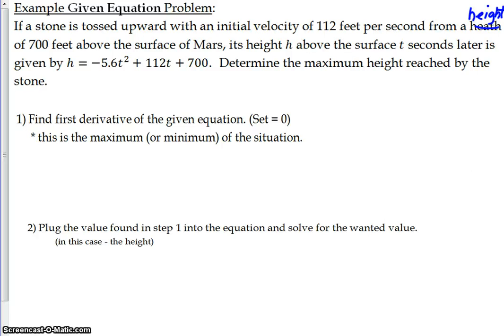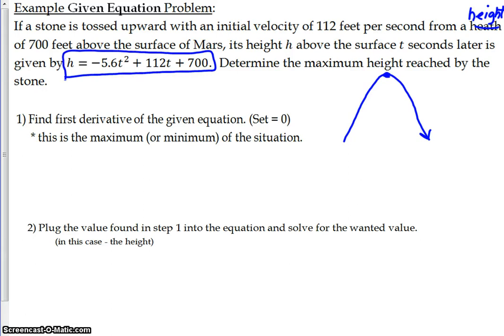So we have a stone on Mars, it's getting thrown up, it goes to a high point and it comes back down. Now Mars has a different gravitational pull than the Earth does. So that's why we have a different equation than you might have seen for solving problems like this if you were on Earth. Well, this is the formula.